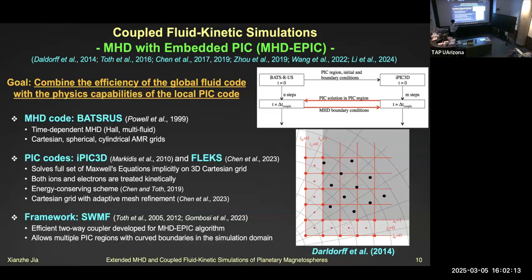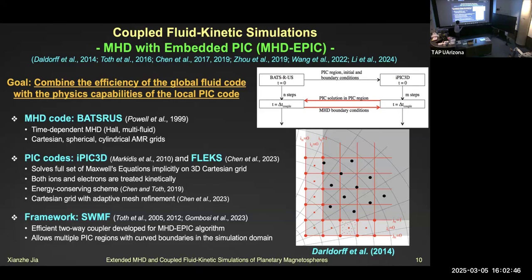We started out 10 years ago, in 2014, coupling the BATS-RS MHD code with the iPIC3D implicit particle-in-cell code provided by Giovanni Lapenta and Stefano Markidis. And in the recent several years, we started developing our own particle-in-cell code, now called FLEKS. It's a semi-implicit particle-in-cell code, and these two codes are coupled in a two-way fashion. This flowchart indicates that.